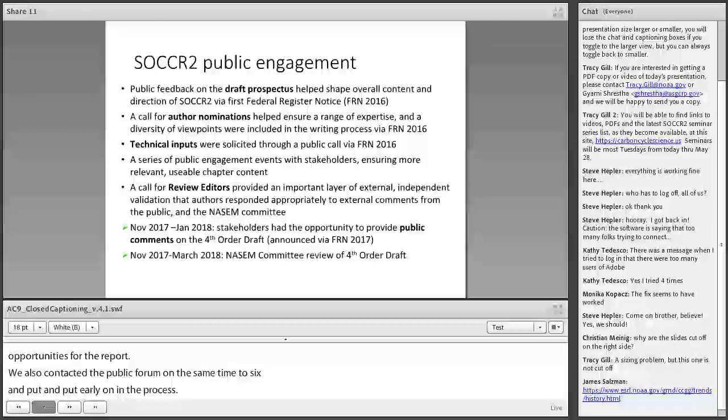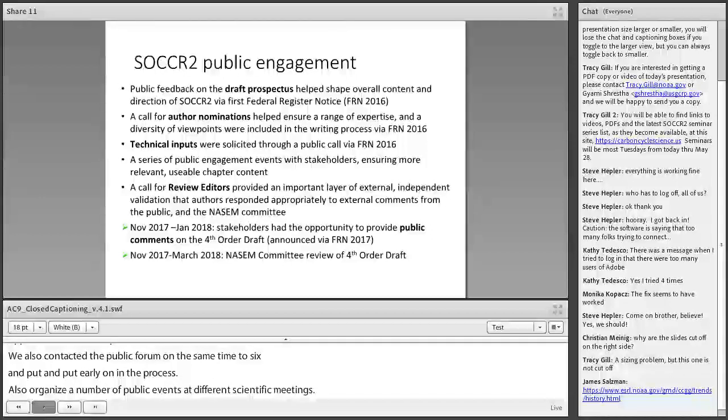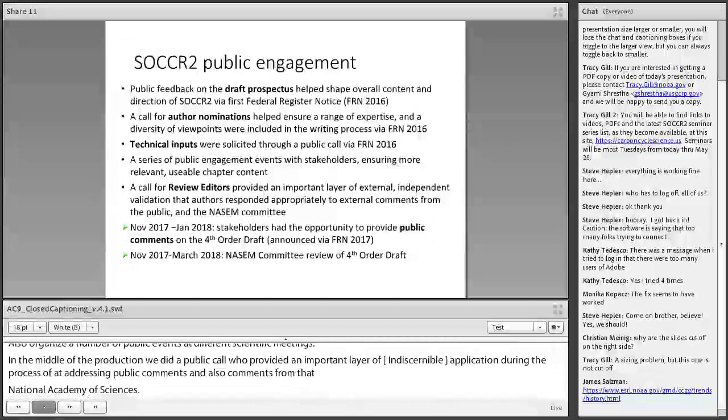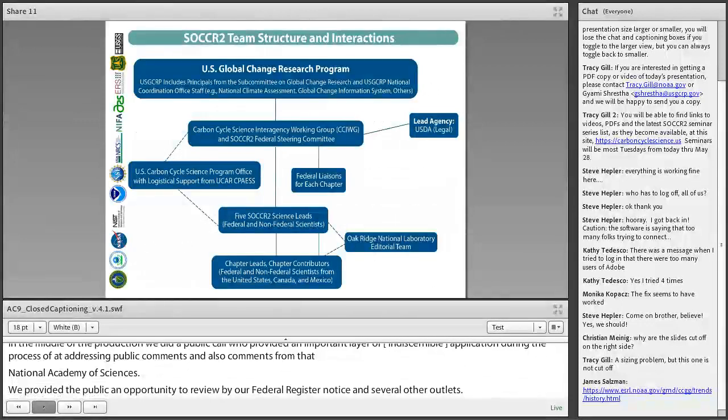In the middle of the production period, we conducted a public call for review editors, who provided an important layer of external independent validation during the process of addressing public comments, and also comments from the National Academy of Sciences. Finally, between November 2017 and January 2018, we provided the public an opportunity to review the fourth order draft via a Federal Register notice and several other outlets. Concurrently, the National Academy of Sciences committee reviewed the same draft through March of 2018.